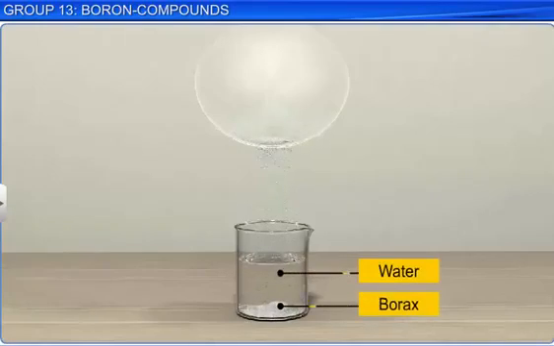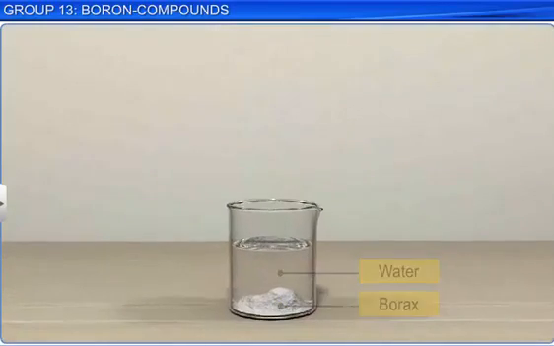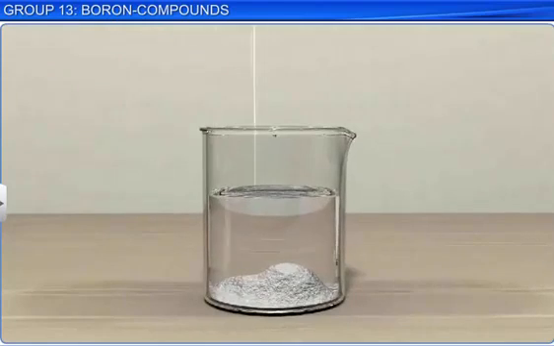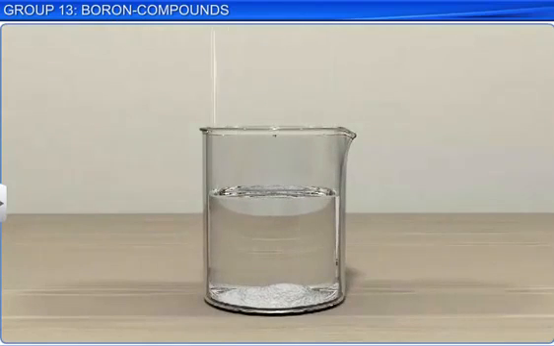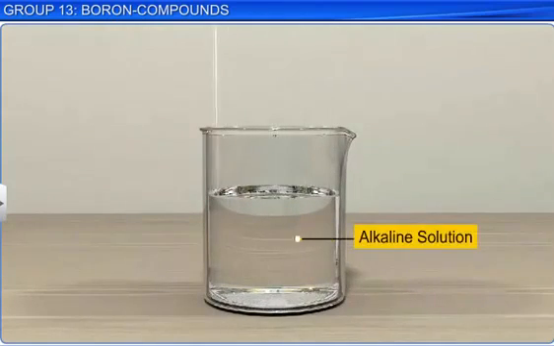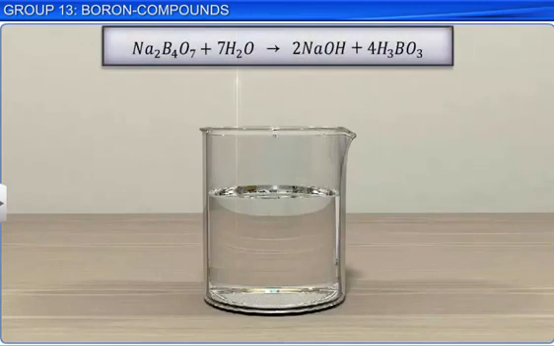Borax dissolves in water and the resulting solution is alkaline. As shown in the reaction, when borax is placed in water, sodium hydroxide is produced.